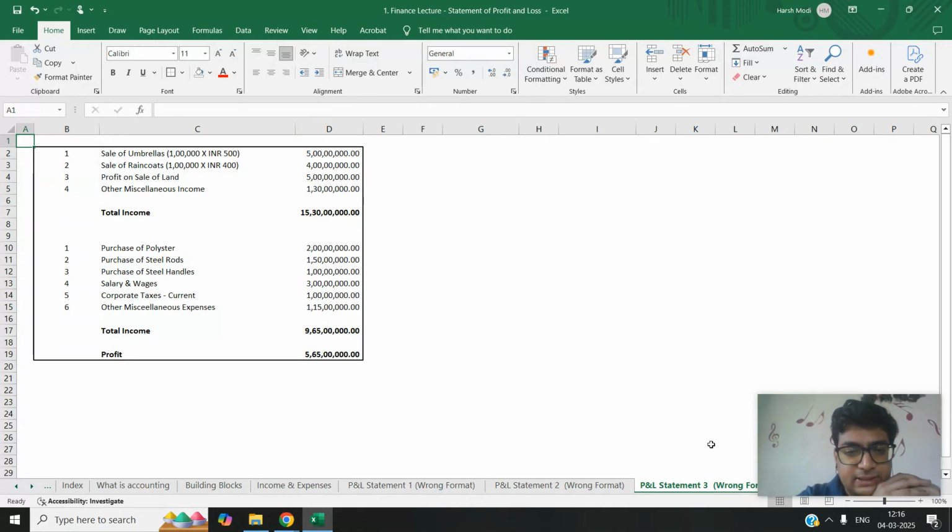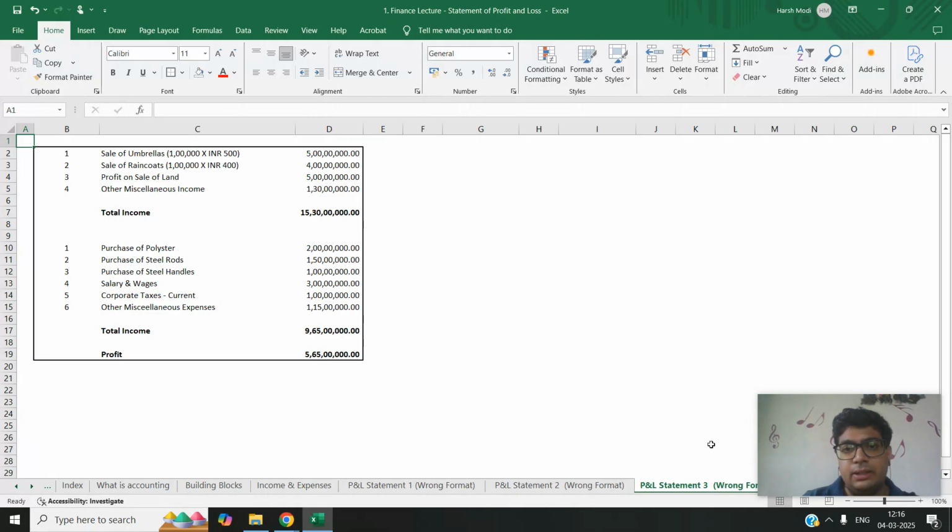And once again, guys, the fundamental point that I'm trying to drive here is you have three different people, me, Akshata and Srinivas. All three of us arrive at exactly the same conclusion, which is XYZ Limited made a profit of 5 crore 65 lakh. The only difference is the way we went about presenting our statement.